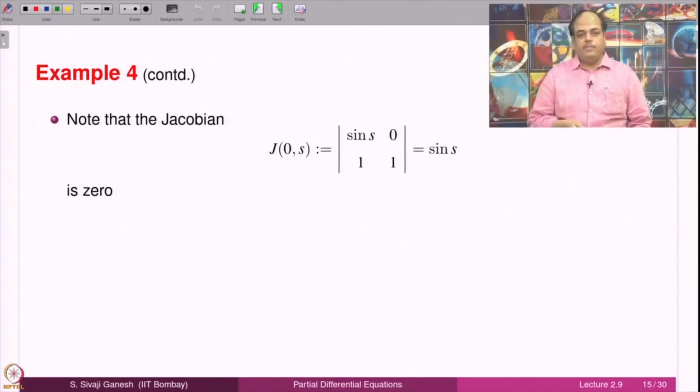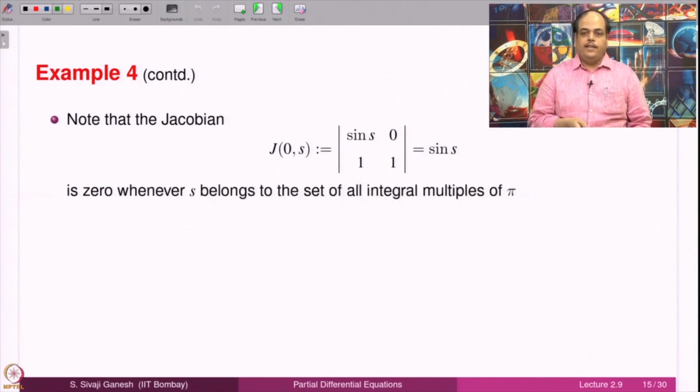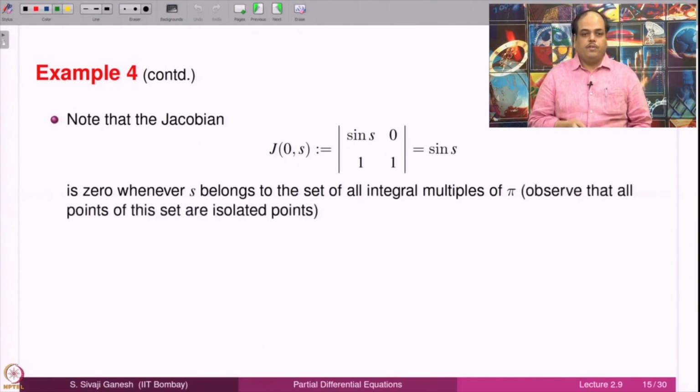So, when you look at whether it is possible at all, the Jacobian J0 turns out to be sin s. Of course, sin s is 0 whenever s is a multiple of pi, all integral multiples of pi. Other than that it is always non-zero. So, if s is equal to k pi for some integer k, this Jacobian is 0. If it is not like k pi for some k, then it is always non-zero. These are all isolated points.